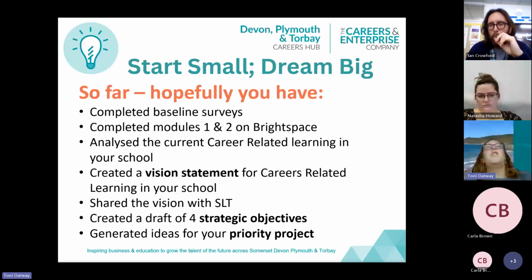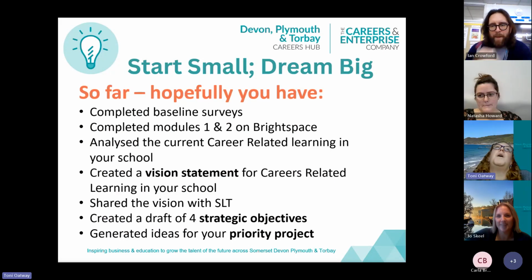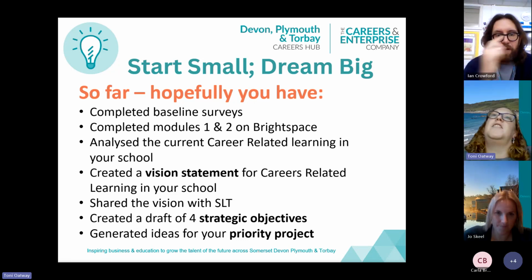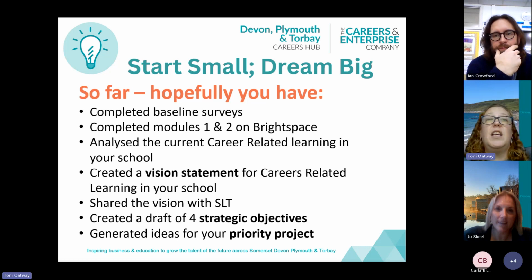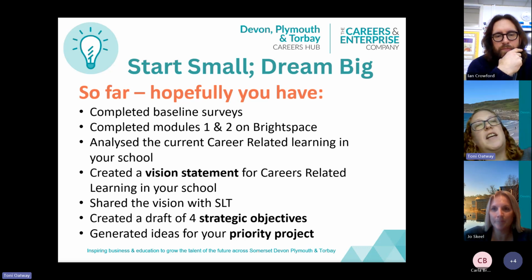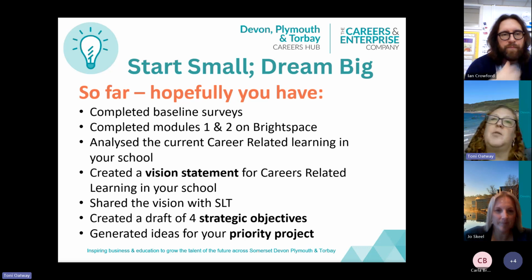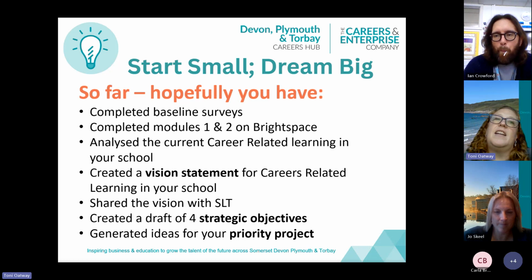turn your camera off. So this is kind of an update of where we're at so far, just repeating myself for the recording. Hopefully, in an ideal world, you would have completed your baseline surveys, made a good start on modules 1 or 2 on the Brightspace platform, hopefully looked at the current career-related learning in your school, and ideally created some kind of vision statement of where you would like the careers-related learning to be, or what you would like to change about it. Again, ideally talk to your SLT about this and created a draft of your 4 strategic objectives.